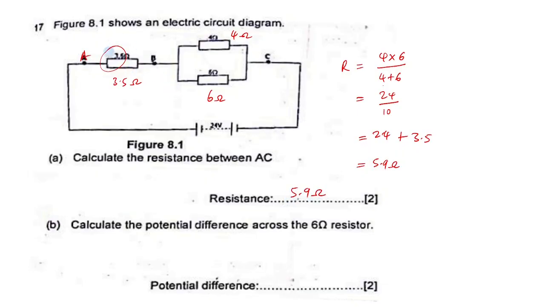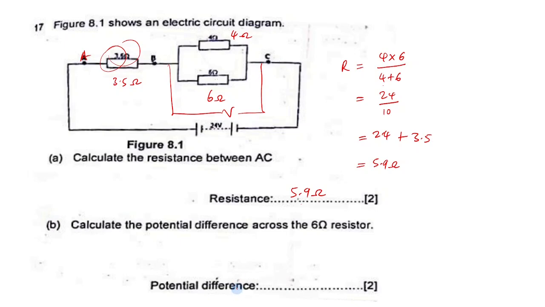So I've added this one to what I found here, to find the resistance between this point and that. Then they're saying calculate the potential difference across the 6 ohm resistor. So the potential difference across the 6 ohm resistor here is the same here. So they want the potential difference here. So that one is just the same as I told you earlier on.